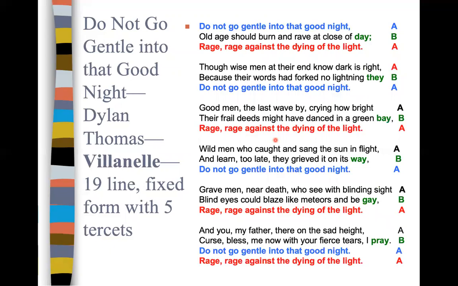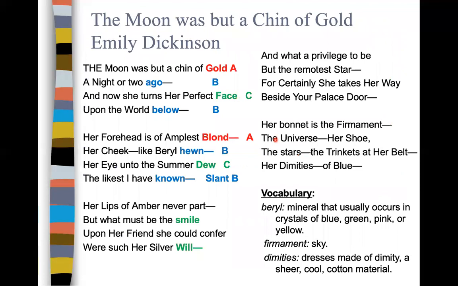So you could write a villanelle like Dylan Thomas. You could emulate Emily Dickinson. Usually her pattern is kind of like this, A, B, C, B, right? And her lines alternate. So the first line, "The moon was but a chin of gold," 8 syllables. Next line has 6, "A night or two ago," 6. Next line, 8. "And now she turns her perfect face," 8, "upon the world below," 6.